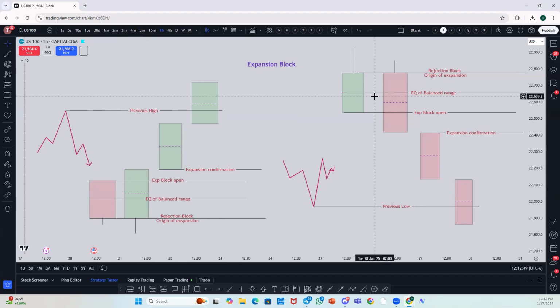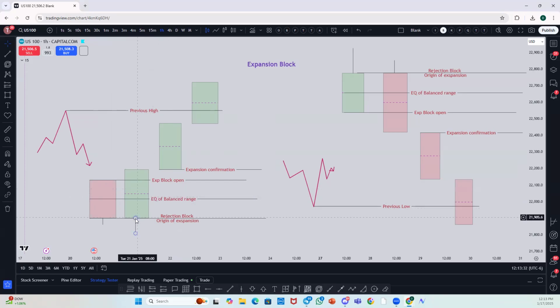Adversely, same thing up here. Once we close above here, the opening price of the down candle becomes a key level. That's your expansion block. I will always have the EQ of a balanced range as a key level. That will always be a reference point whenever you have a range that's balanced, because this down candle and this up candle between here and here and here and here, this is a balanced price range. So the EQ is always important.